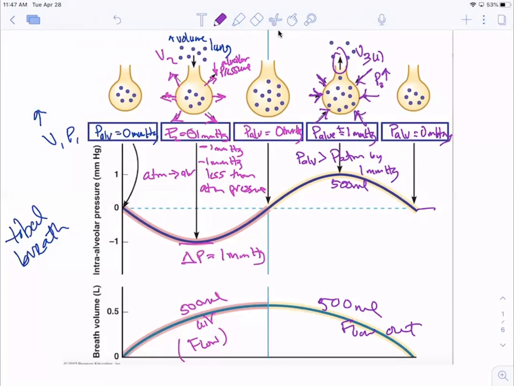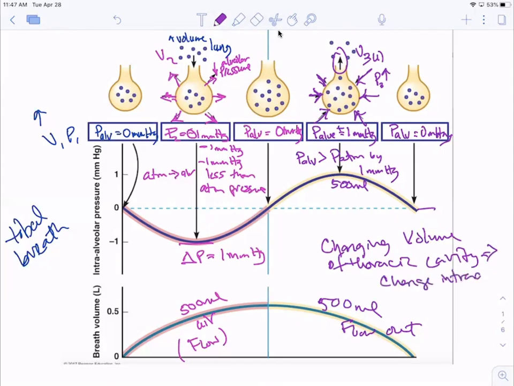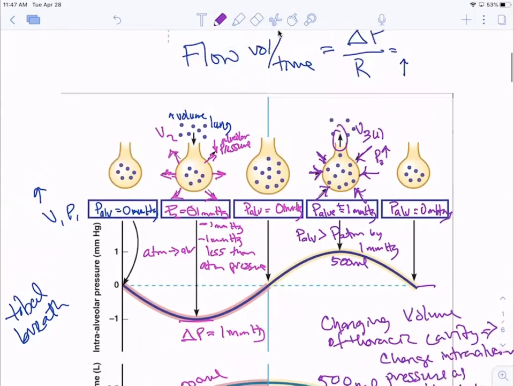And this is done, again, due to changing the volume of the thoracic cavity. And by doing that, you then change intra-alveolar pressure as it relates to atmospheric pressure. And that is how Boyle's law drives ventilation.